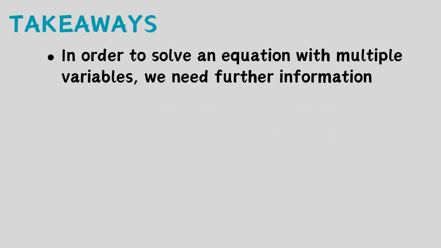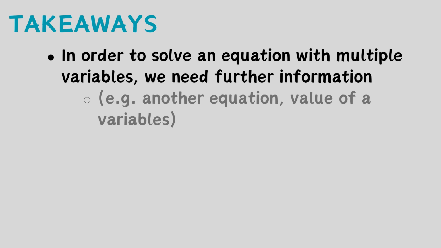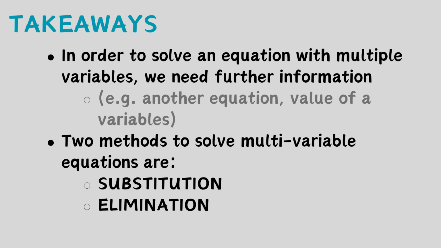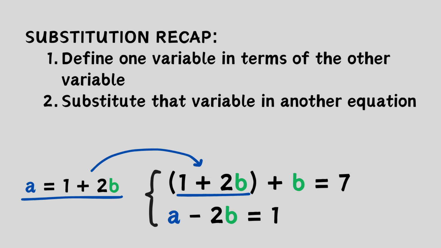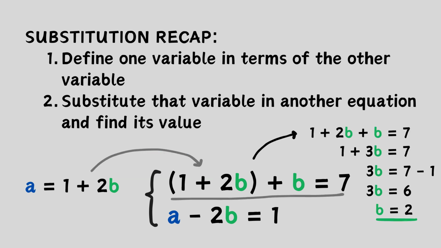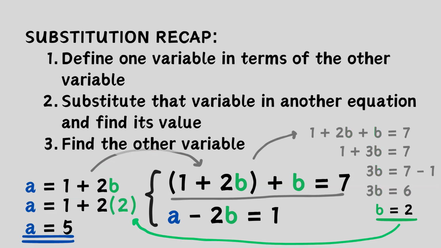If an equation has more than one variable, we can't solve it unless we have further information, such as a second equation or the value of one of the variables. To solve equations with more than one variable, we can use substitution or elimination. To solve using substitution, first we find the value of one of the variables in terms of the other variable. Next, we substitute the value we just found in our other equation and find the value of the variable. After finding the value of that variable, we use its value to find the value of the remaining variable.